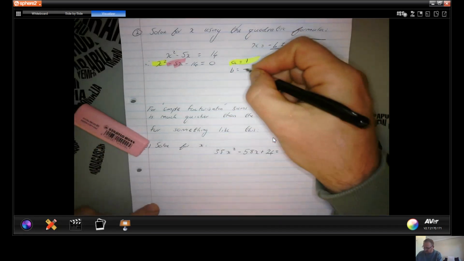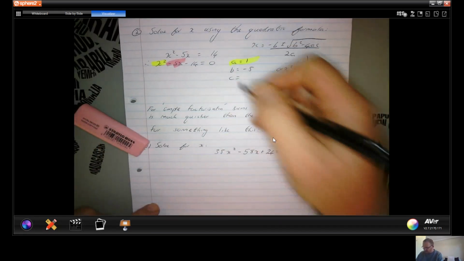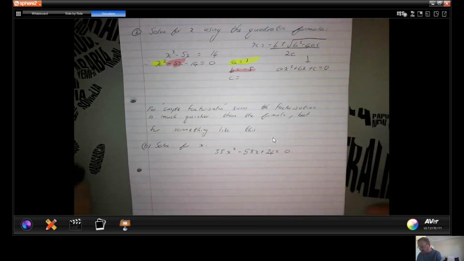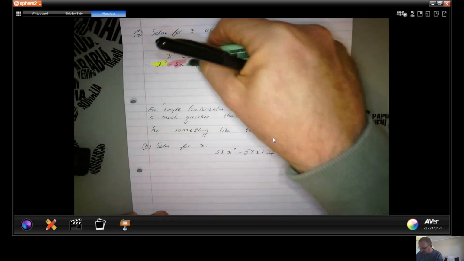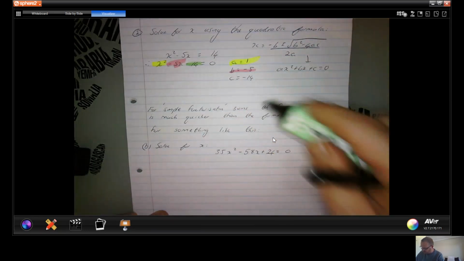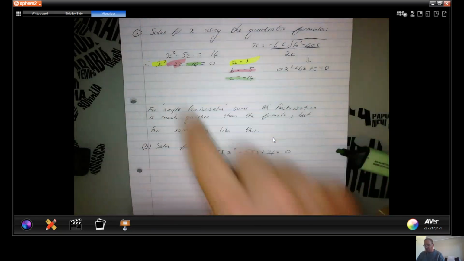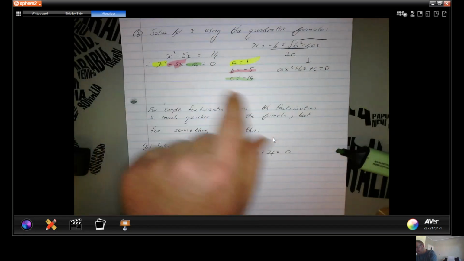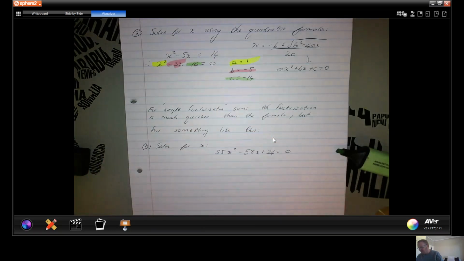Okay, and what is c? C is equal to the constant term, and the constant term here, everything without an x, c is equal to -14. So get everything to one side, get it in standard form, just like you did when you're solving them. Okay, a is the coefficient of x squared, b the coefficient of x, c is equal to the constant term. That's the standard form, right?